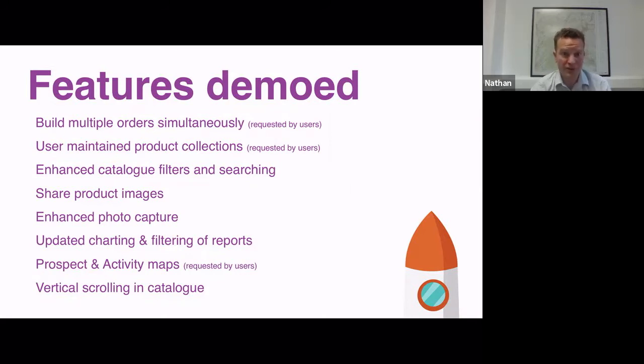Photo capture was something which is a lot more slick in the new app, and something which we hope is going to be a feature picked up by many customers. We've updated the way the charting and reporting is done, providing a better interface for how your salespeople can access sales intelligence reports. We've got extended map functionality, which includes both prospects and also maps in relation to activities and calls that the reps have scheduled and completed, and vertical scrolling in the catalogue.